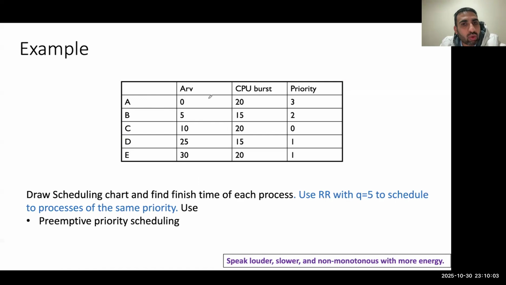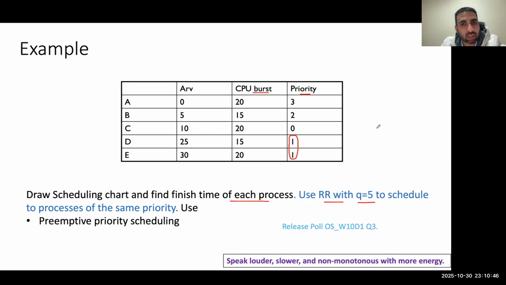We have 5 processes from A to E. You are given their arrival time, their CPU burst time, and the priorities, right? So draw a scheduling chart and find the finish time of each process. Use round robin with Q equal to 5 to schedule the processes of the same priorities. So you see here you have processes with the same priority level, D and D, right? Use preemptive priority scheduling, and again, higher the number, higher the priority. Okay, so I think let's do this quiz then.